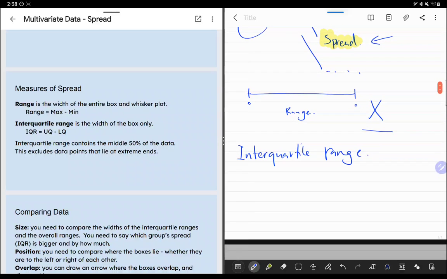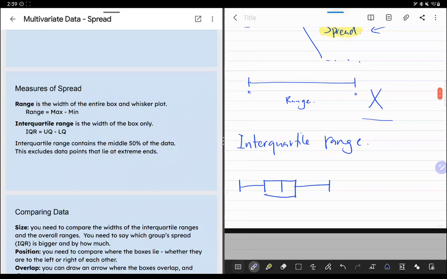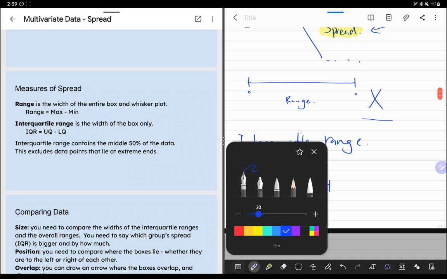Oops, sorry for the bad handwriting. Yep, interquartile range. Now, interquartile range is talking about, well, actually, before I get there, let's talk about what the box and whisker graph looks like. It looks like that.